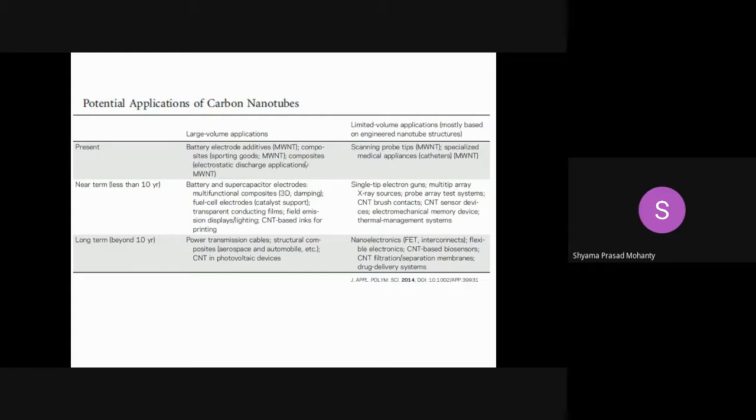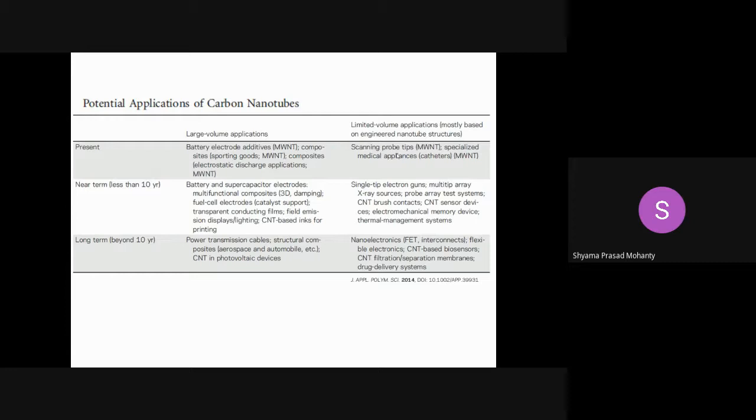Limited volume applications, you have these scanning probe tips. Some medical appliances are also using them. If you talk about 10 years or less than that, they will be utilized mostly in batteries, supercapacitors, some fuel cells, CNT based inks for printing. Then you can have these single tip electron guns, CNT sensor devices.